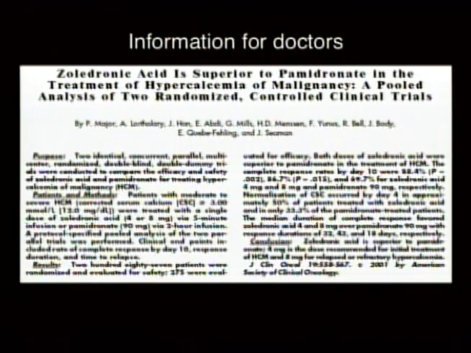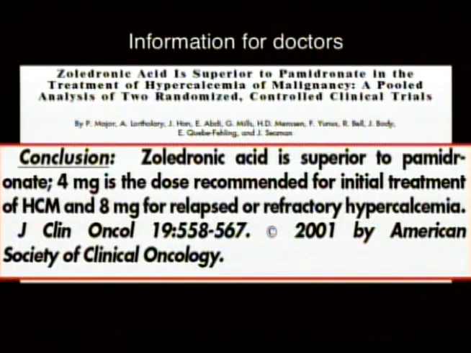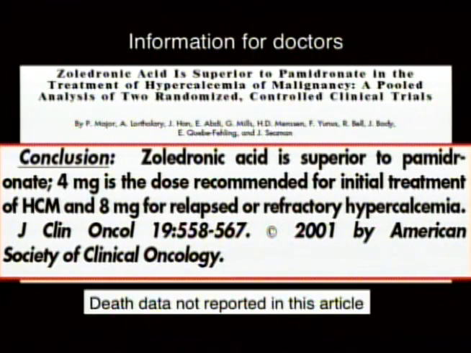The other place that doctors get information is from published journal articles, and this is an image of the journal article that was published about this very study. And not only does this article not include a warning about the 8 milligram dose, in the abstract of the article, it concludes by saying 4 milligrams is the dose recommended for the initial treatment, and they recommend 8 milligram for relapse or refractory hypercalcemia. And in fact, the death data are not reported, shockingly, anywhere in the article. This is the published report of this study.